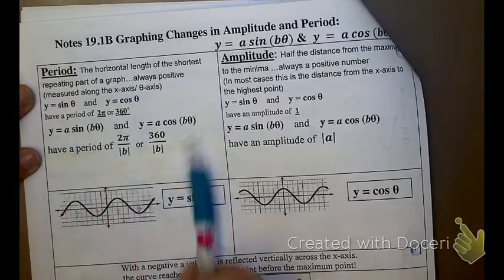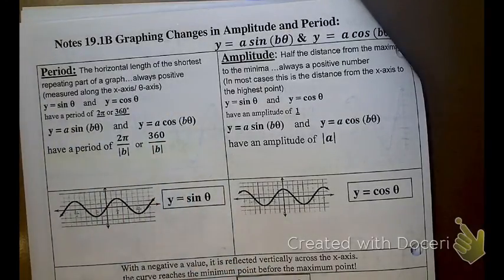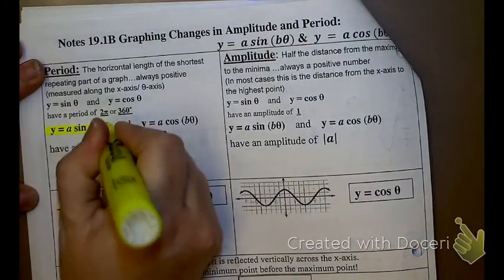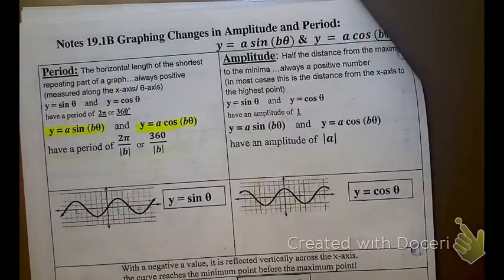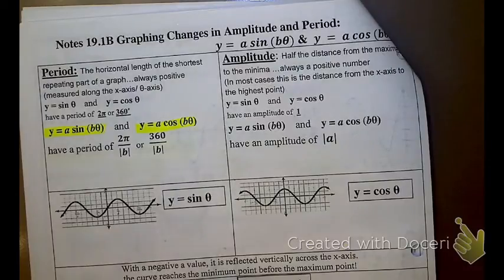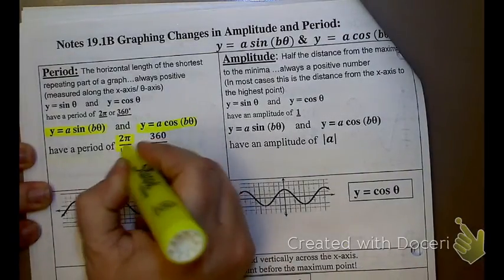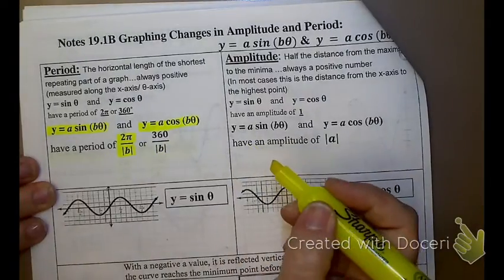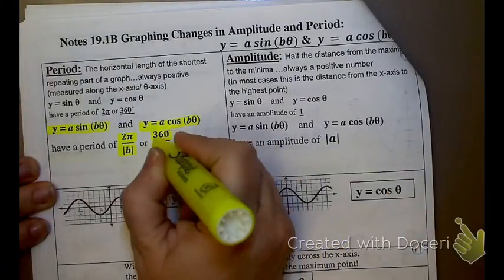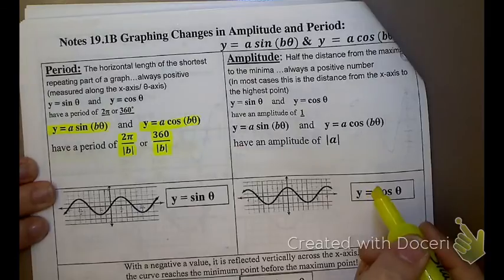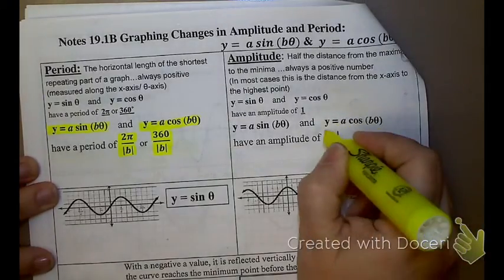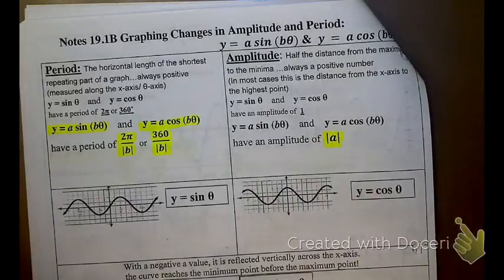Just like yesterday, the way we find the period of our graph, if our equation is in the form of y equals a sine b theta or y equals a cosine b theta: if we're doing radians, we find the period by doing 2 pi divided by the absolute value of b. Or if we are in degrees, we would do 360 divided by the absolute value of b. The way we find the amplitude is by using a.